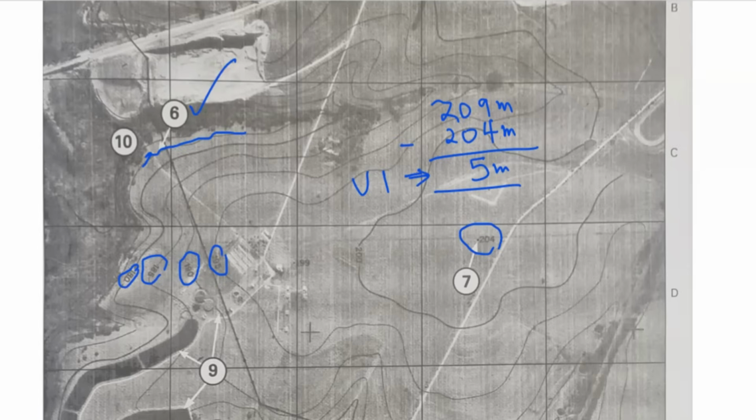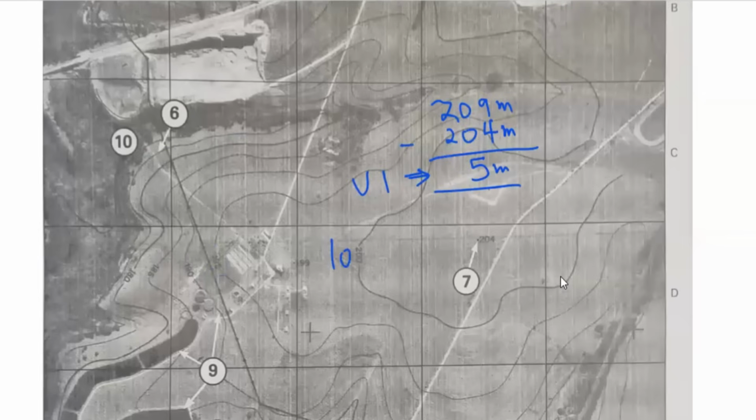Then we now have to calculate our horizontal equivalent. Right, for our horizontal equivalent, we are told the distance has been measured for us. We don't need to remeasure that because it's there. We are told that the distance in centimeters is 10.3 centimeters.